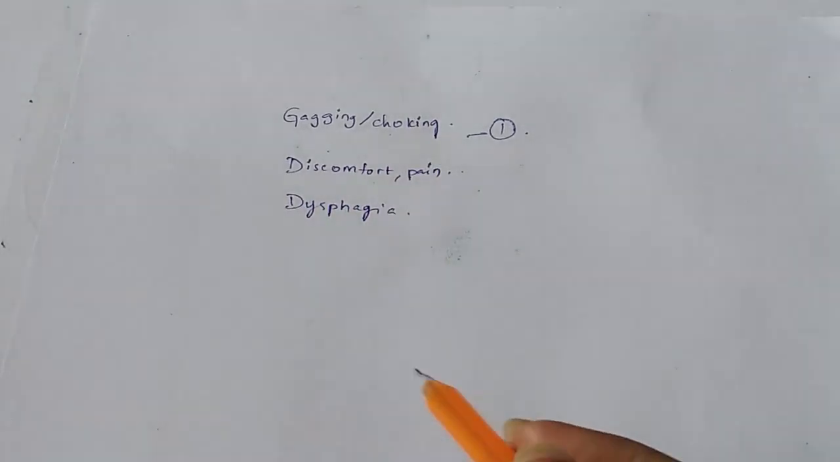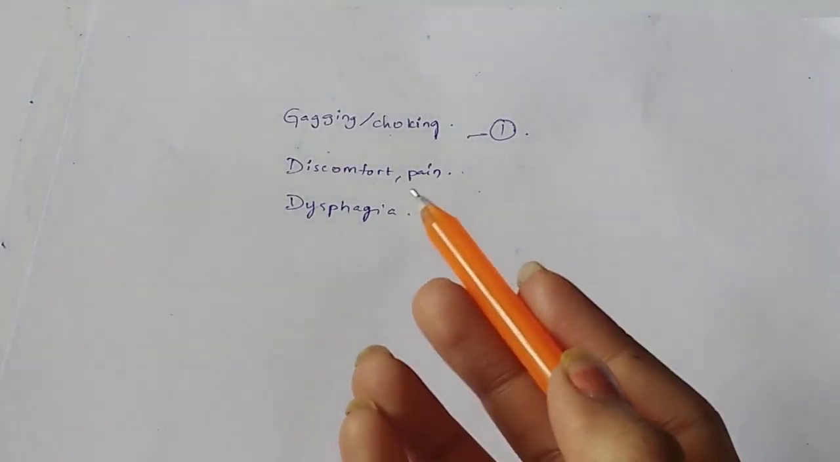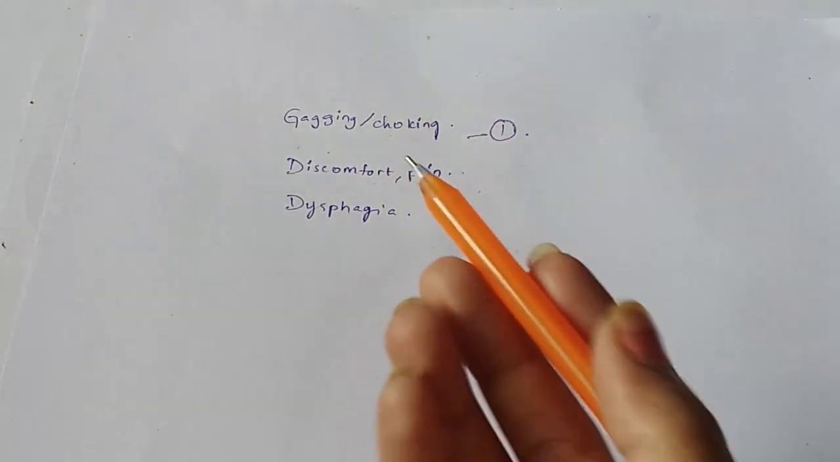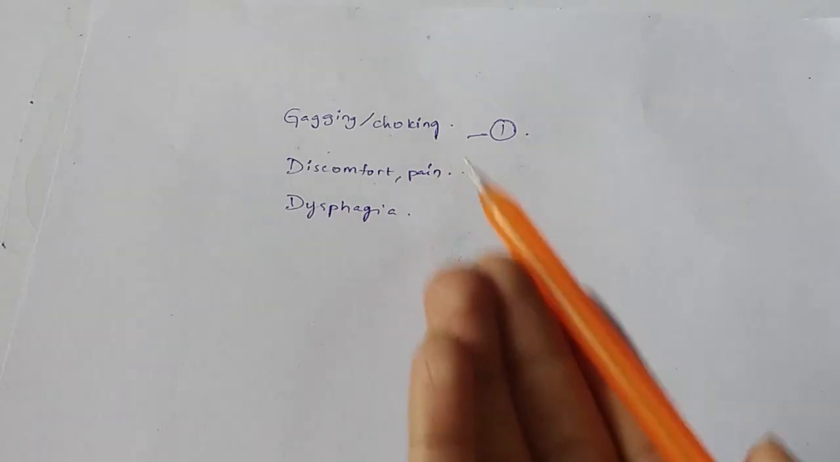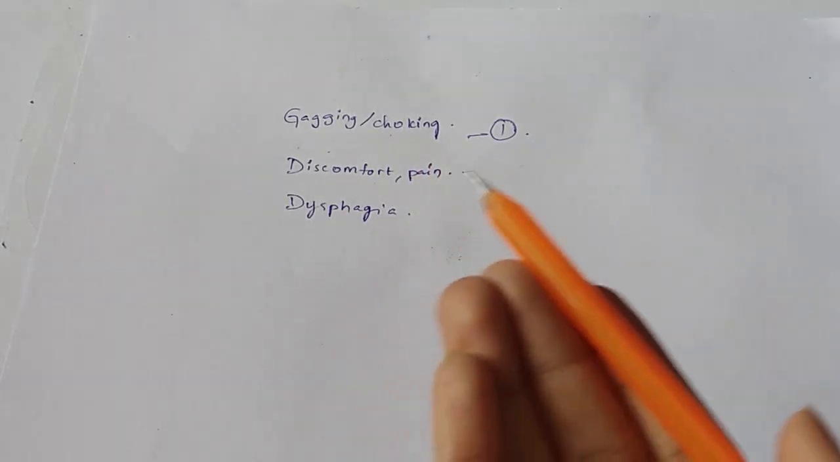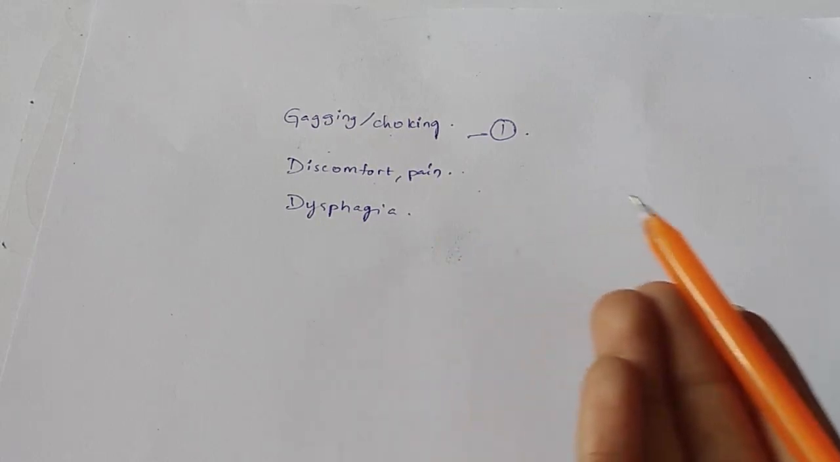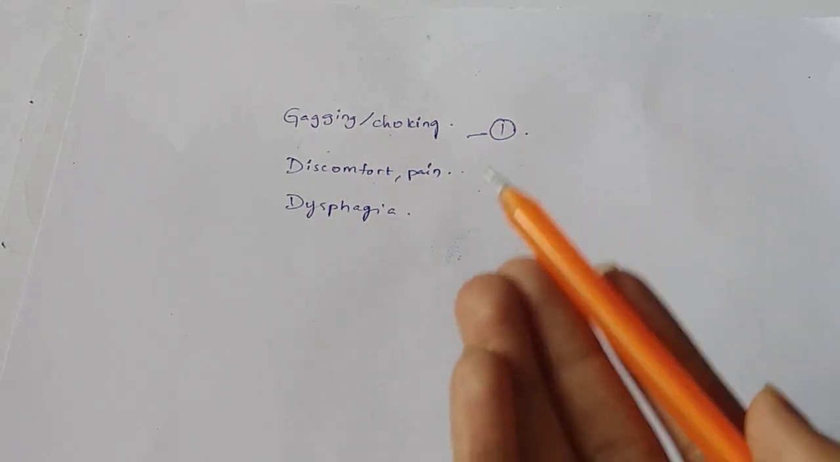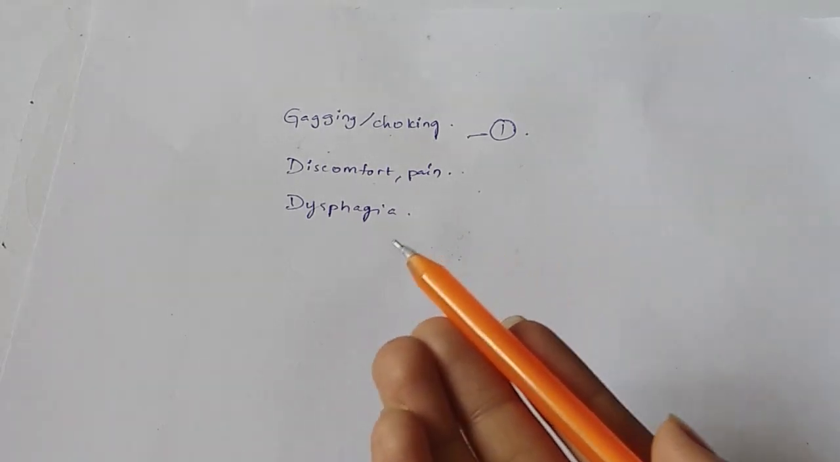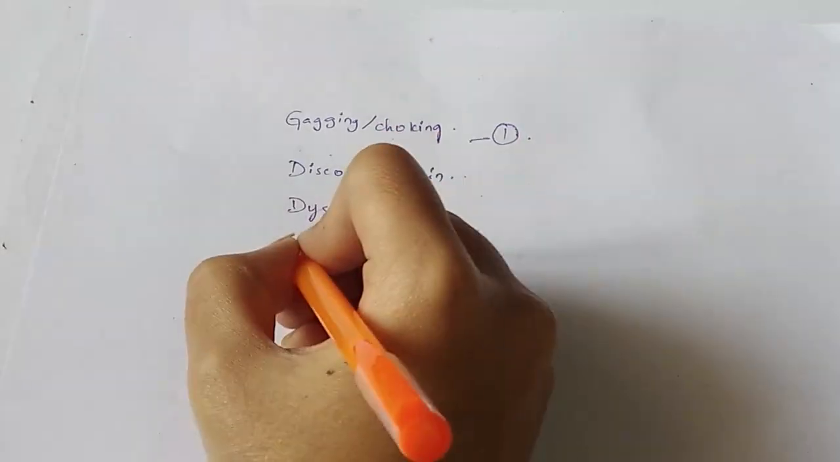So you may experience dysphagia, and due to the lodgement there will be obstruction, and protective mechanisms get activated. To promote the swallowing of that food or foreign body, there will be reflex increased salivary secretion. So there will be drooling of saliva.